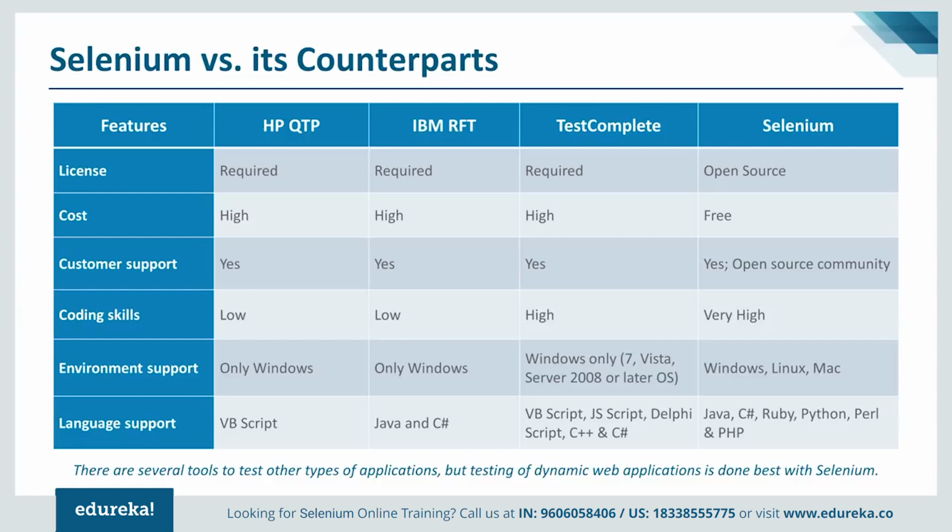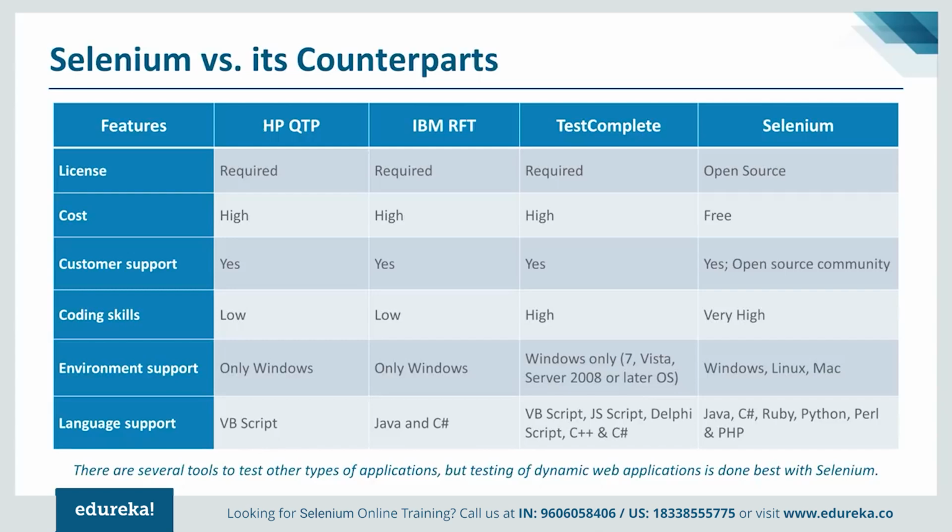Now, talking of customer support, the licensed products will never let you down. Selenium, however, does not really have rigid support for customers, but depends entirely on an open source community with lots of insanely active developers on it. Coming to the programming skills, QTP and RFT do not require you to be much of a coder. Test Complete will need some coding skills though, and in the case of Selenium, you'll get to explore and flaunt all your coding skills. Moving on, QTP and RFT work only on Windows, and Test Complete limits itself to Windows 7 or higher versions, but Selenium on the other hand works well on almost any operating system.